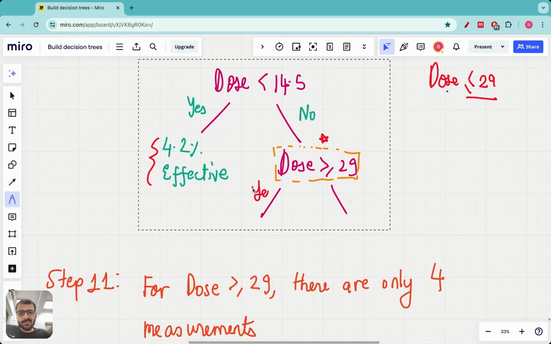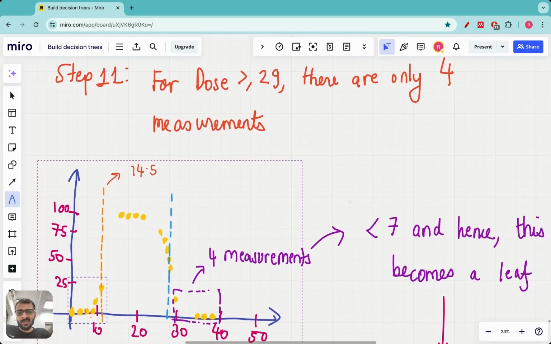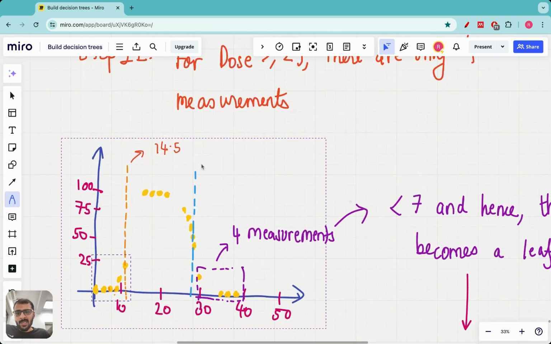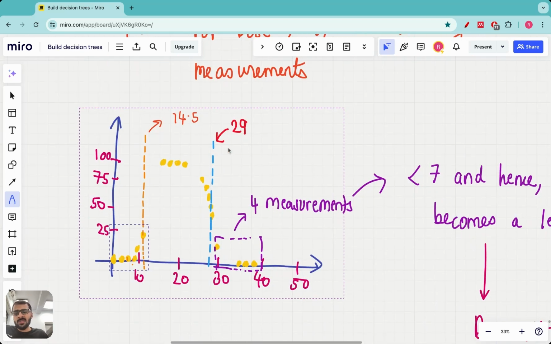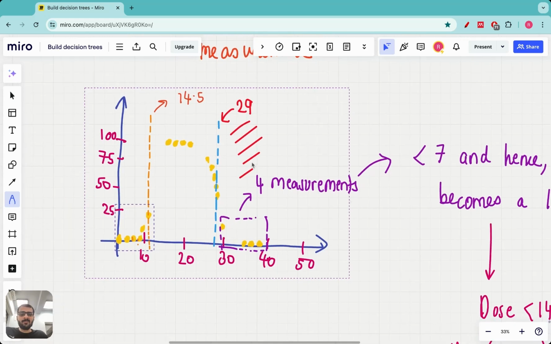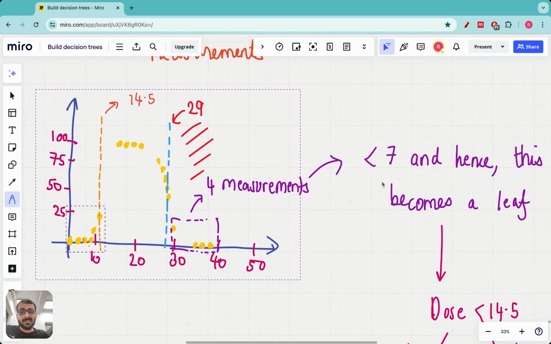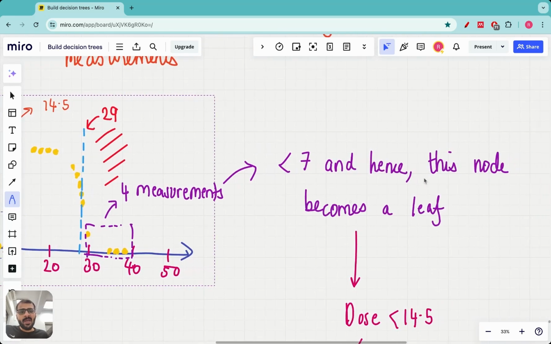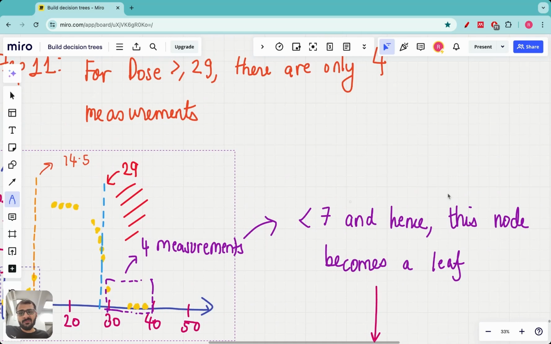Now this also splits into yes and no categories. So let's first look at the yes category over here. Let's see what's the result if dose is greater than or equal to 29. This 29 value I have shown with a blue line over here again. If you see on the right hand side of this, which means that dose is greater than 29, you will see that there are only four measurements, right? There are only four measurements and this is less than 7, and hence this node actually becomes a leaf.